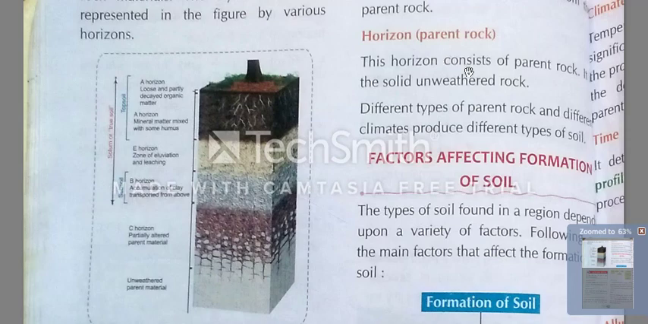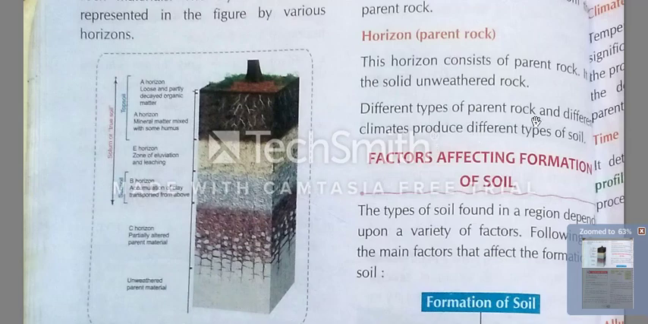In parent rock, you will see this origin consists of the parent rock. Okay, this part consists of the parent rock, the solid unweathered rock. Unweathered rock means it is solid, and this is the rock in which there is no effect of weather. That is considered as unweathered rock. You can see it is in a very solid state.